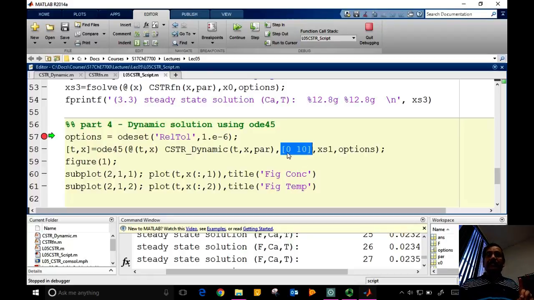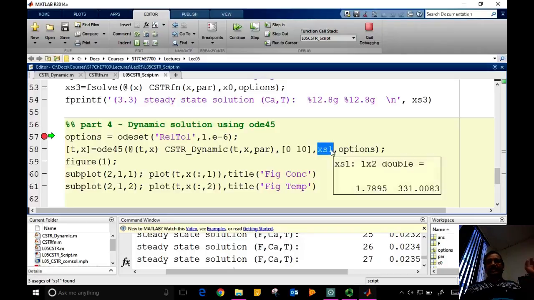This one simply says integrate in time from 0 to 10 seconds or minutes, whatever the units are. So that's called the range for t. Over what time range do you want to integrate to plot the graph? And the next one is your initial condition.